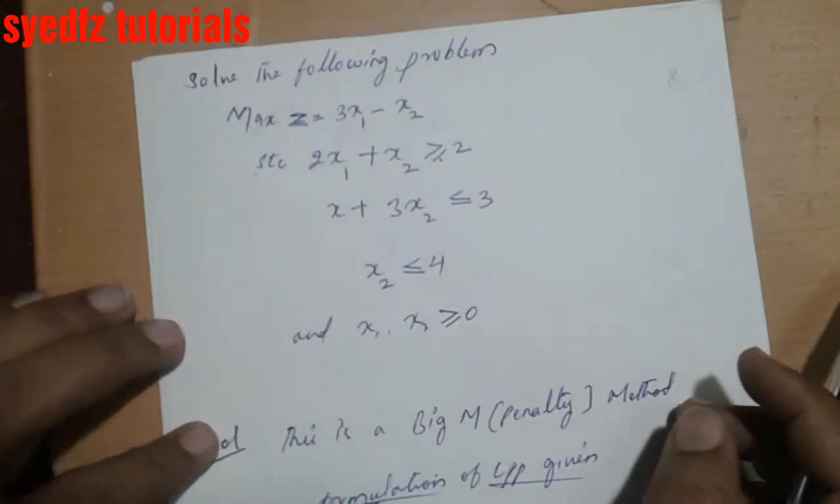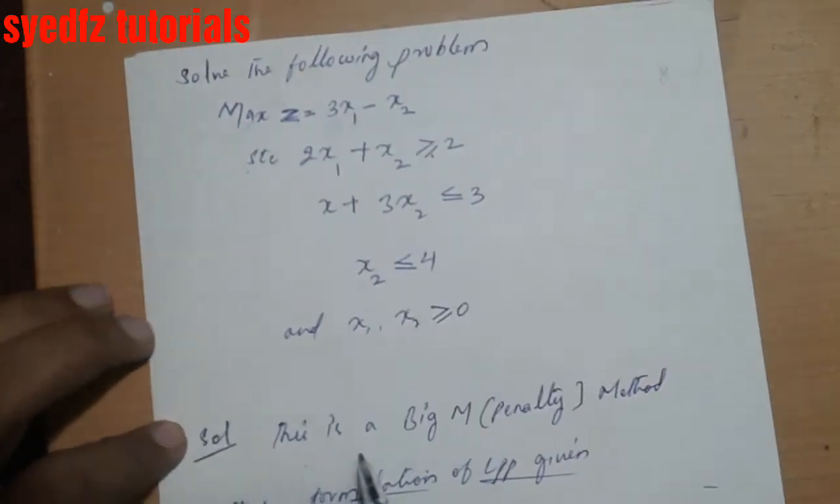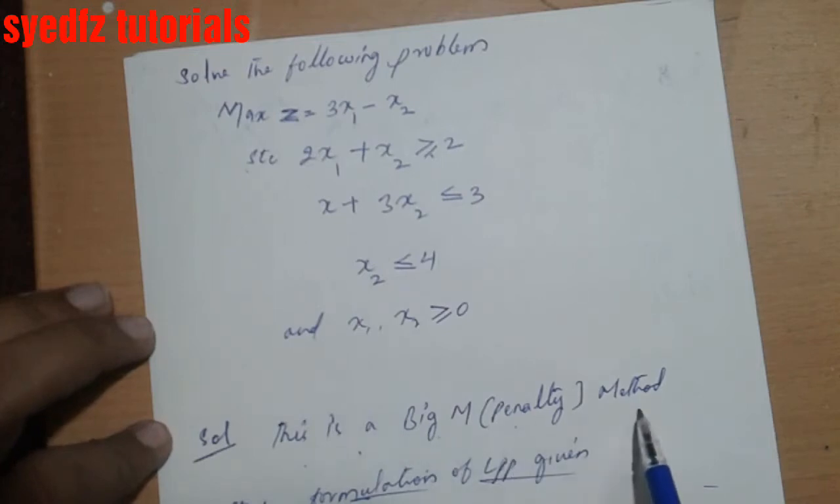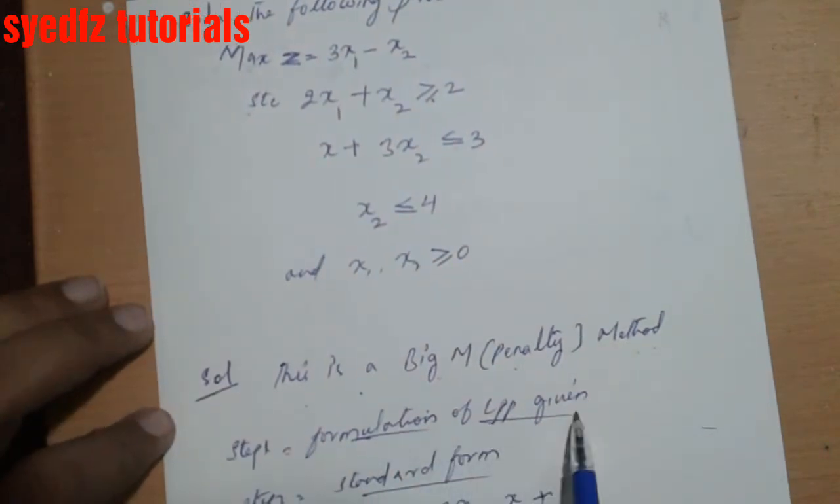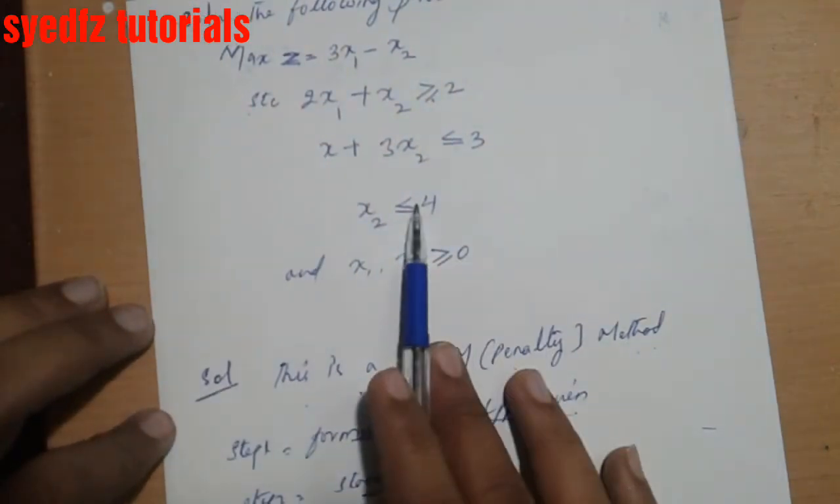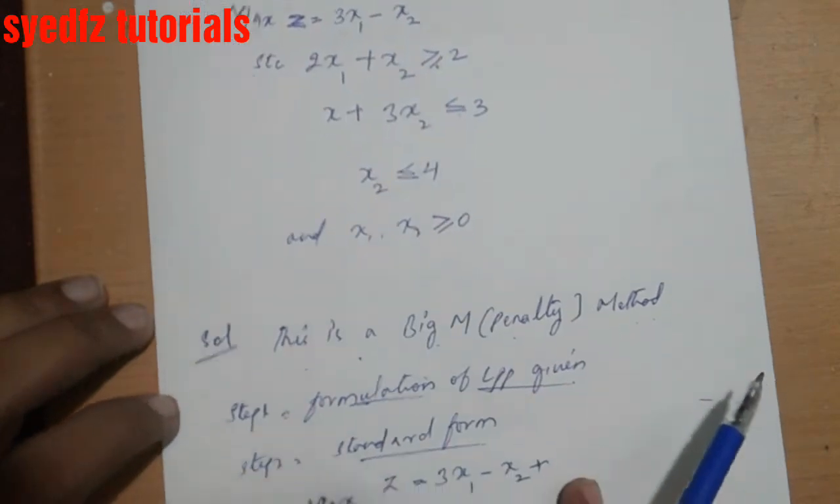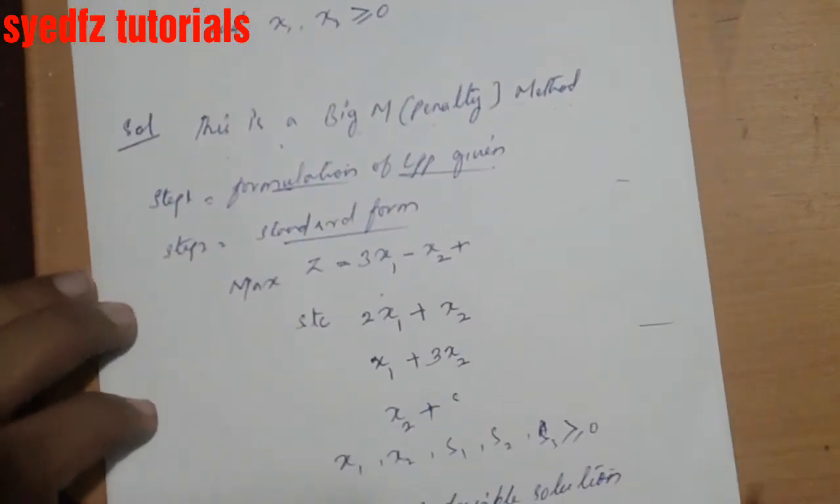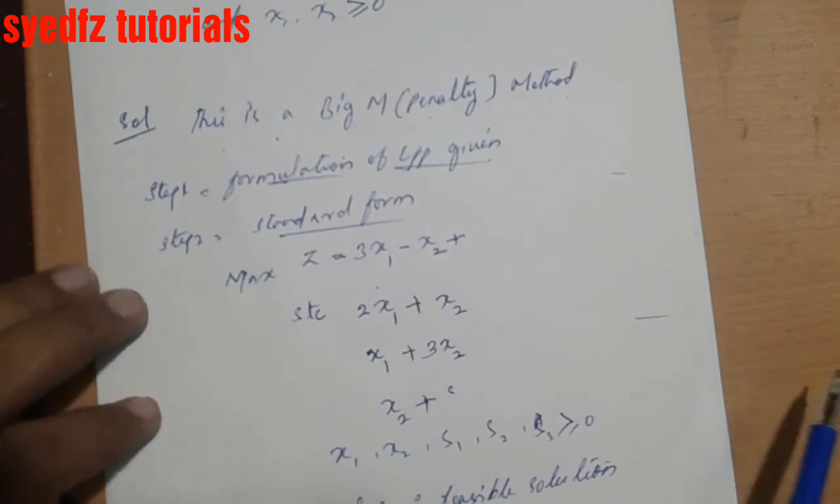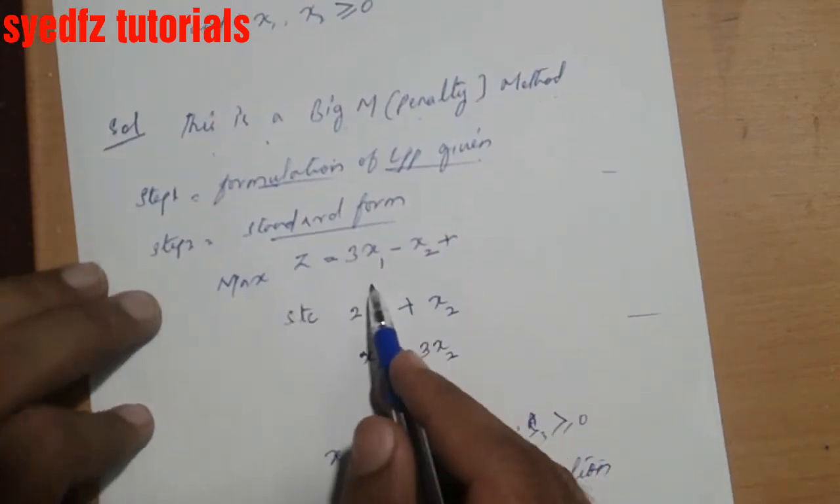Let's see the solution. This method is also known as the big M or else penalty method. The other name is the penalty method. How should this be calculated? Let's see step 1. The formulation of the LPP is already given. We have to change it to the standard form, meaning we have to add the slack variables.